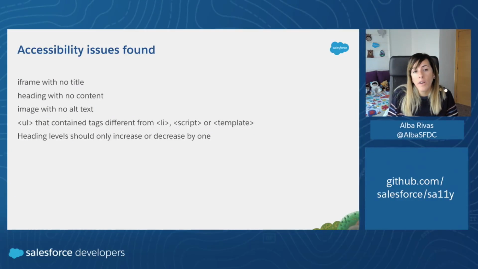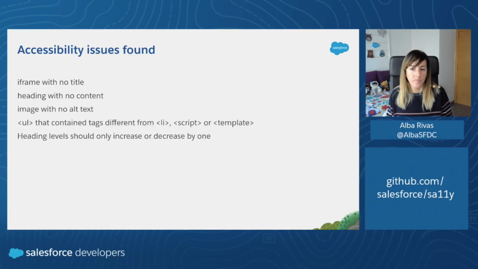And this is a summary of all the different issues that I found. For example, we had an iframe with no title, and we had a heading with no content. What we did to fix it was to add a default title. We had an image which had no alt text. These are the kind of accessibility issues that you are going to learn about in those Trailhead modules I mentioned at the beginning.